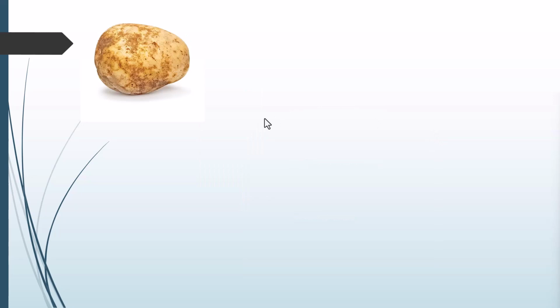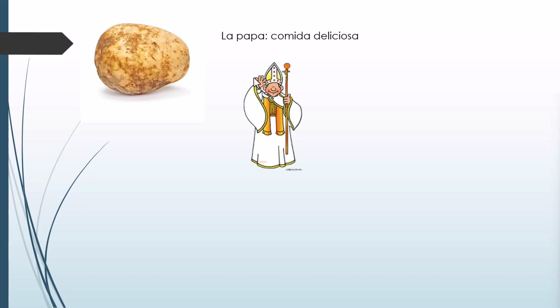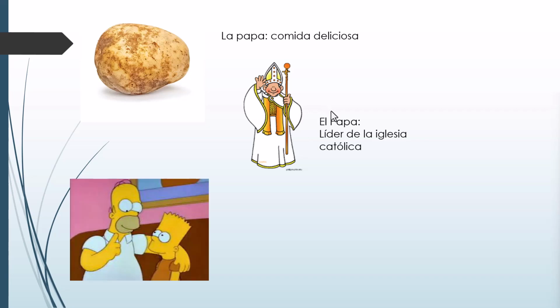So this is a potato, la papa. Comida deliciosa, la papa. Notice no accents, just la papa, right? Typically, if a word in Spanish ends in a vowel, we stress the syllable right before the last one. Right? This one is el papa. El Papa, right? So la papa, feminine, el Papa, masculine, and él es el líder de la Iglesia Católica, right? He's the leader of the Catholic Church. And then finally, Homer es el papá. El papá. And notice this one does have an accent, right?